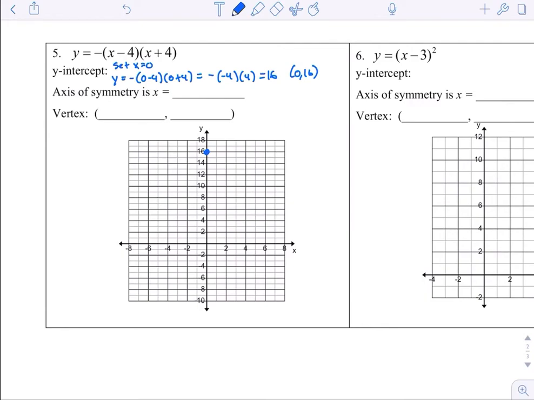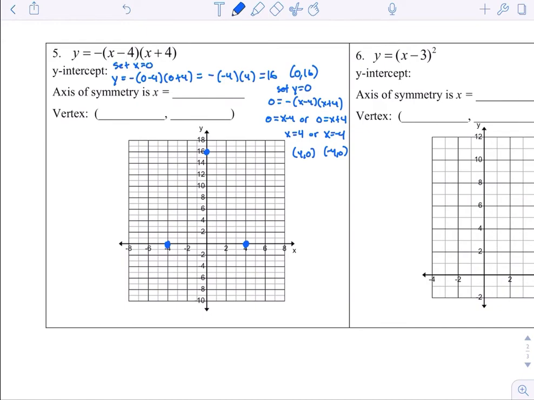Alright, axis of symmetry. So we gotta find our roots. So set y equal to 0. 0 equals negative x minus 4, x plus 4. So 0 is going to equal x minus 4, or 0 is going to equal x plus 4. So x is going to equal 4, or x is going to equal negative 4. So 4 comma 0, negative 4 comma 0 is our roots. So that's our roots, or x-intercepts.